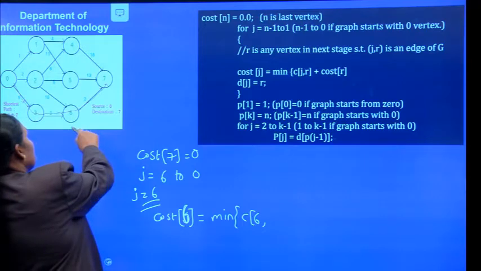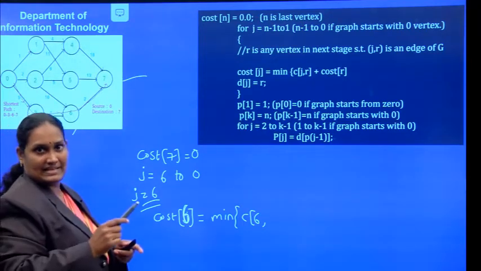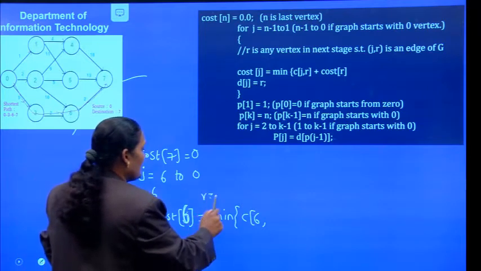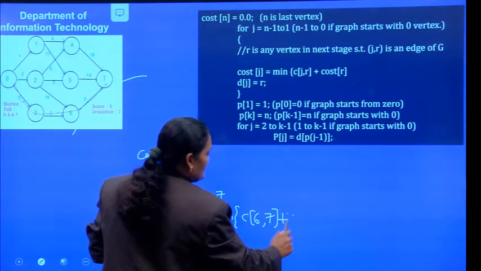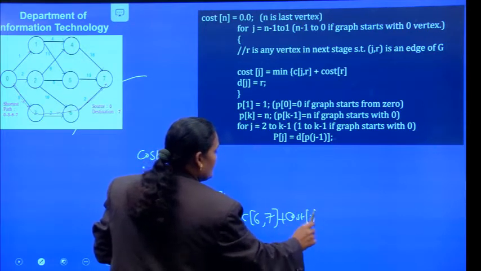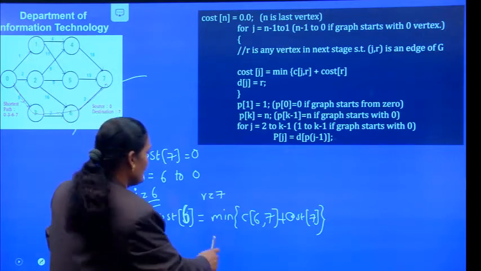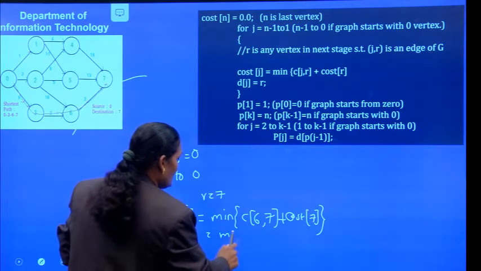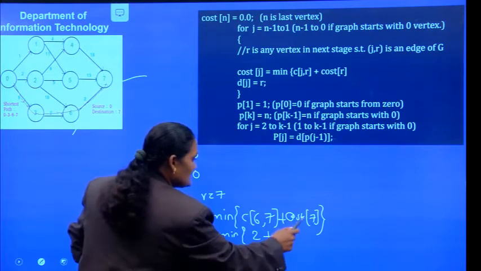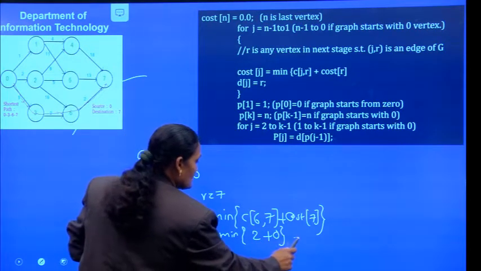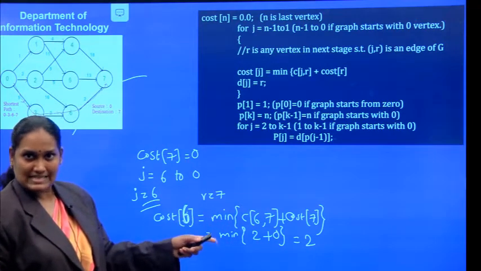Here, 6 is present in this stage. What is the vertex in the next stage? 7 is the vertex in the next stage. So here, r becomes 7. So c of 6 comma 7 plus cost of 7. Since only one vertex is there, we will get only one value. So this is equal to the minimum of cost of 6, 7. What is c of 6, 7? 2 plus cost of 7, which is 0, so it becomes 2. Here I found the value of cost of 6 as 2.